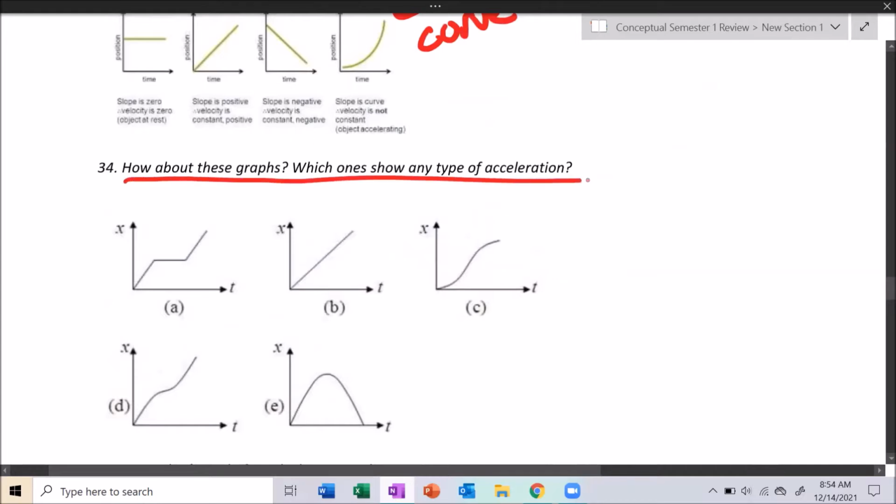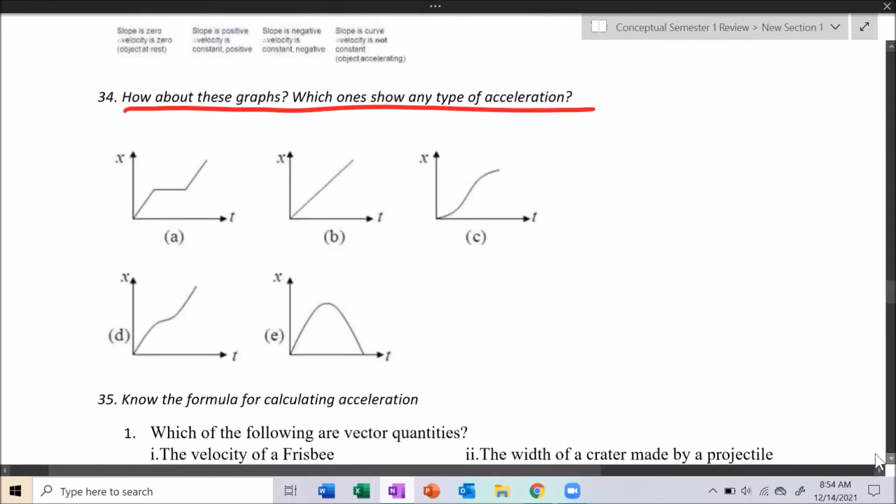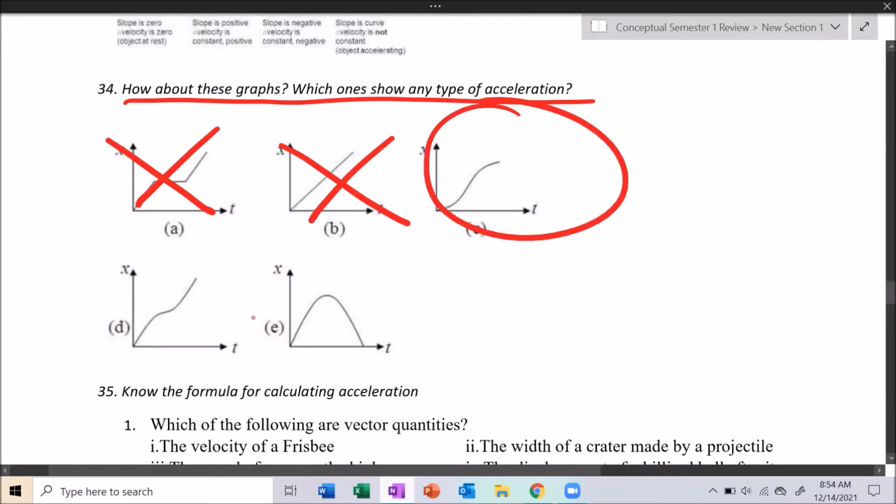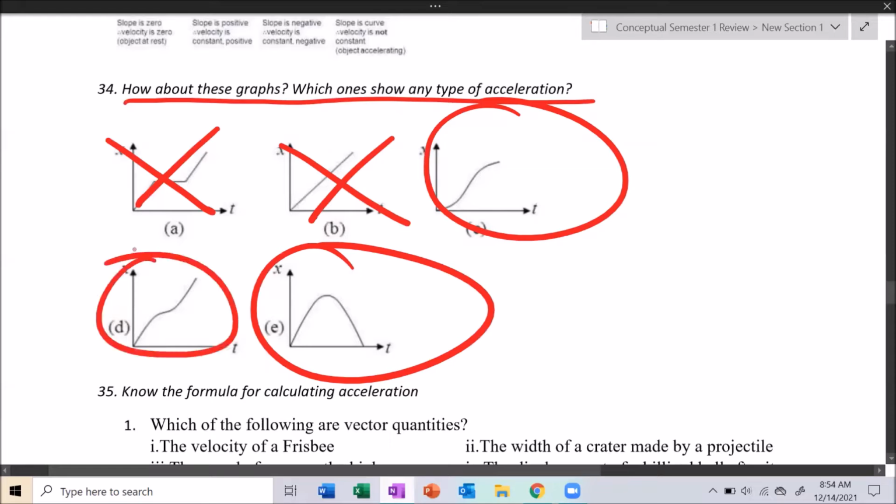So the only ones that have curvature to them, which should stand out to you, would be letter C, letter D, and letter E. Now A has pretty straight slope, B has a very straight slope. So that should stand out to you right away. Look for a curvature of a position time graph when you're trying to find acceleration.